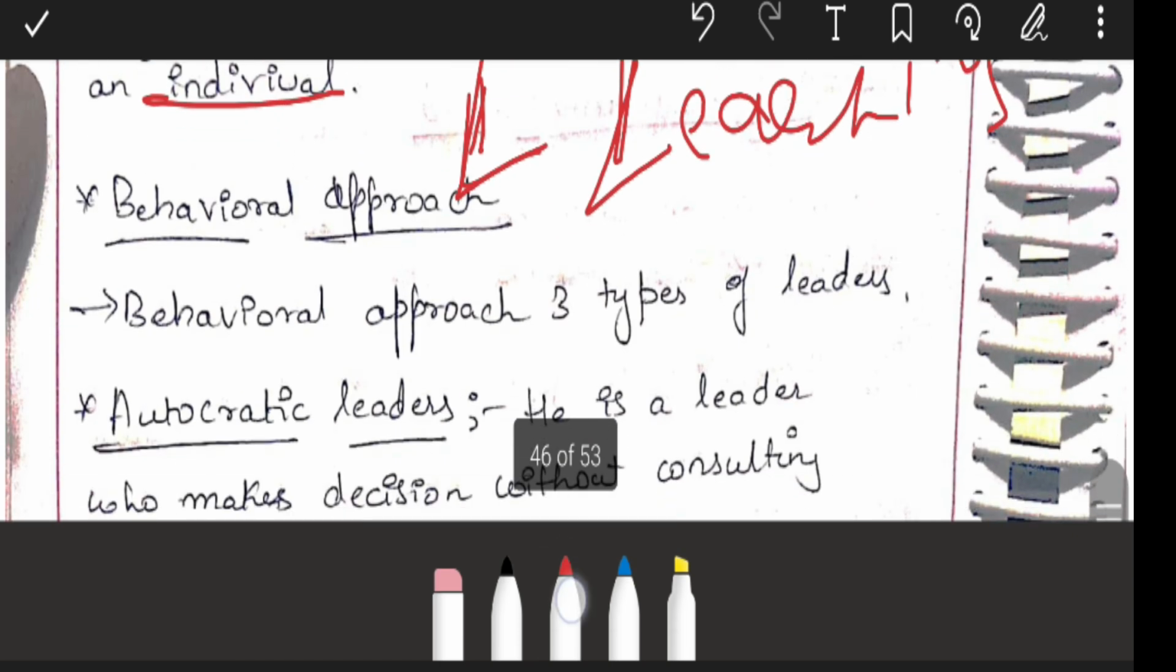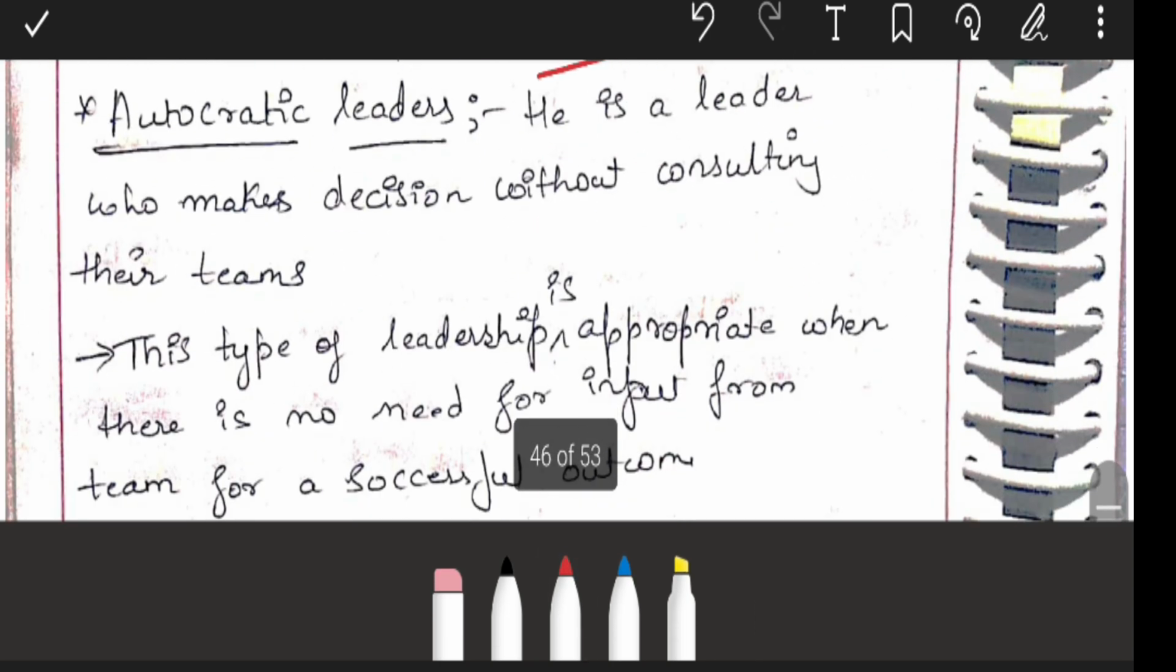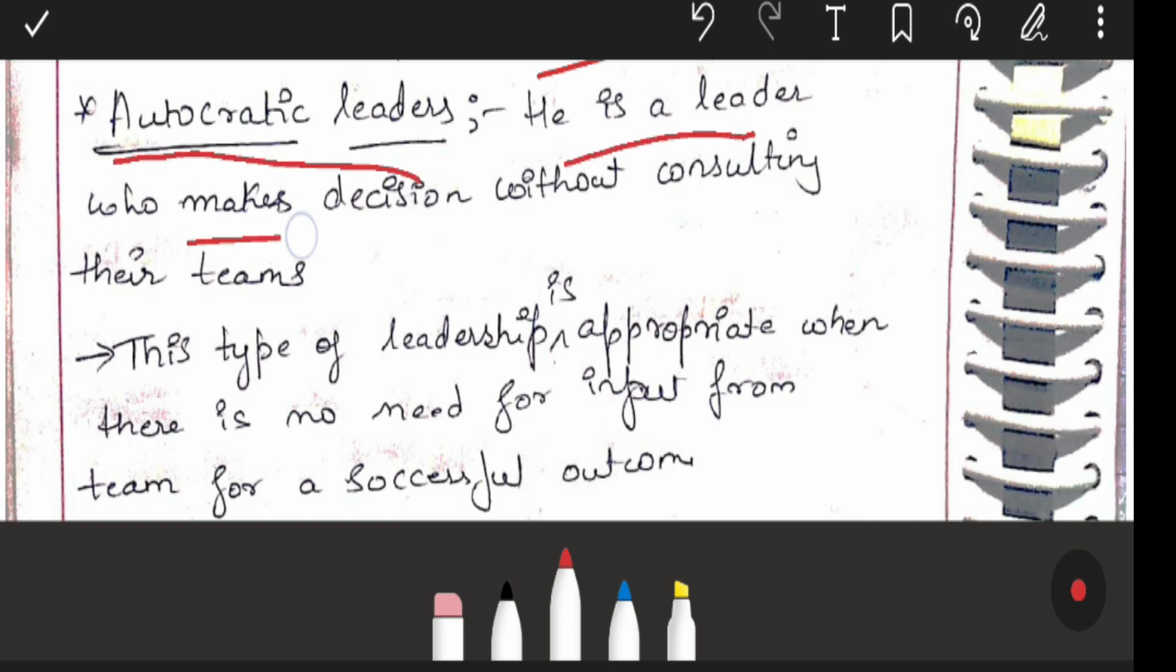Okay, behavioral approach. It is the second type of approach in leadership approaches. The behavioral approach has three types of leaders. Okay, autocratic leaders. He is a leader who makes a decision without consulting the team.